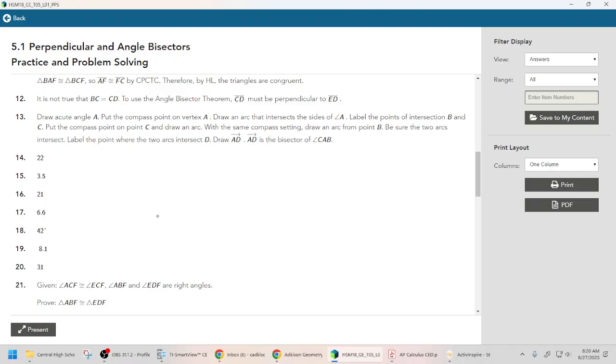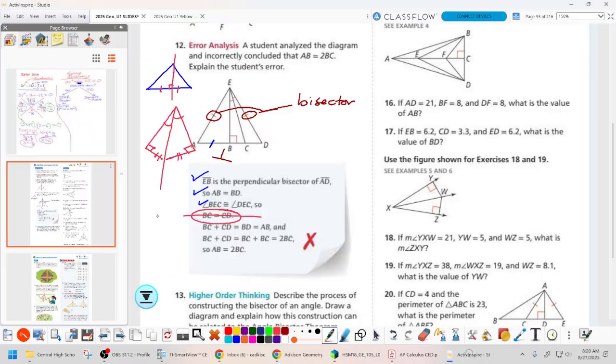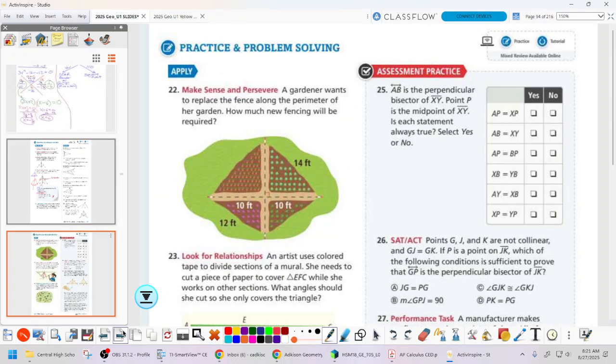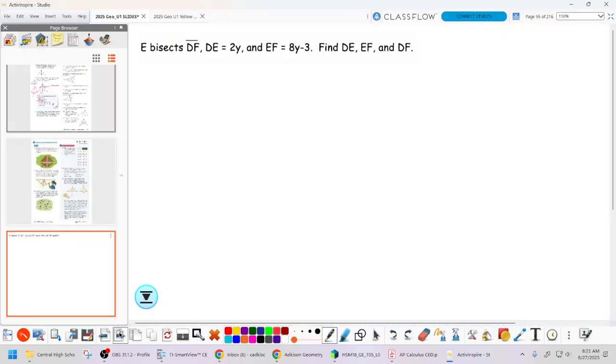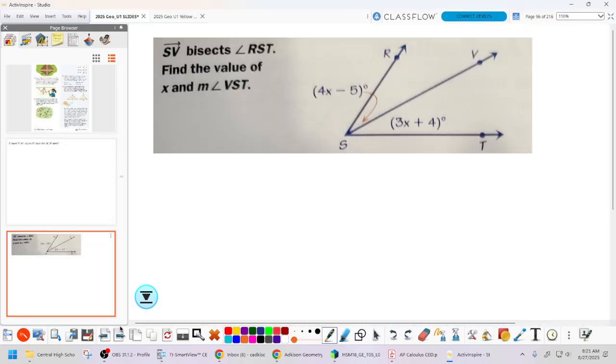Good job. I like it. Any of those that we'd like to go over? Any questions on any of them? Okay. So perpendicular and angle bisectors, hopefully doing okay and not too bad of a concept. Anything that you'd like to ask about before we move to the next thing? Okay. All right.